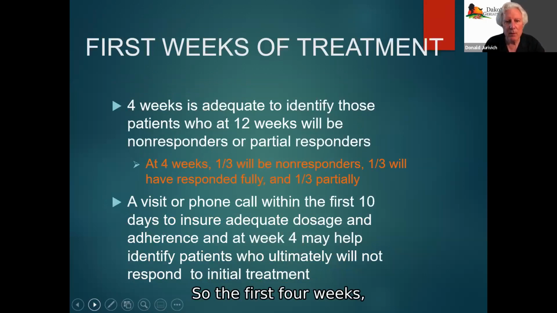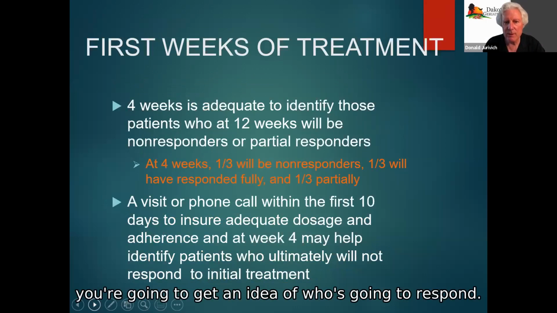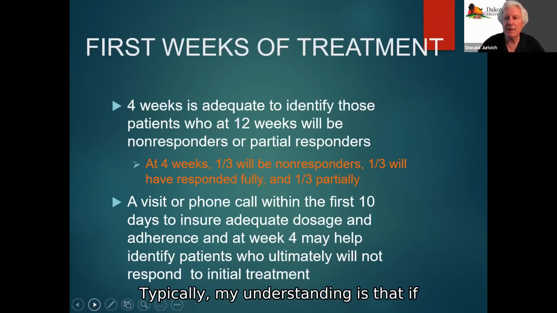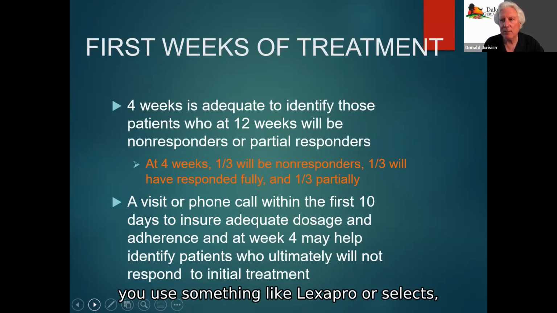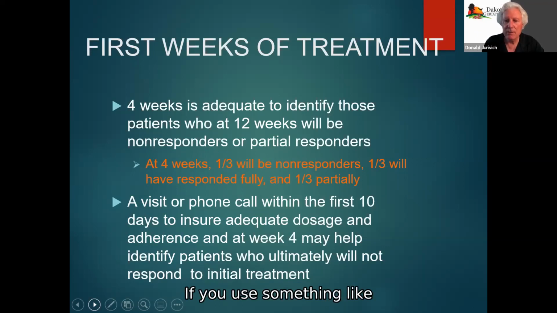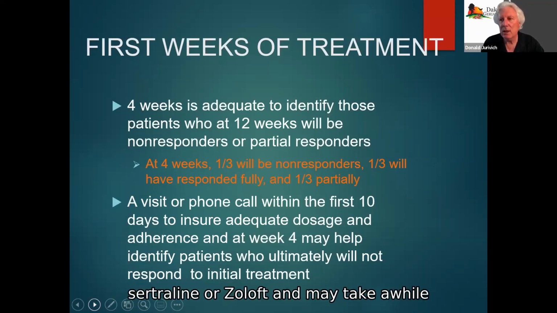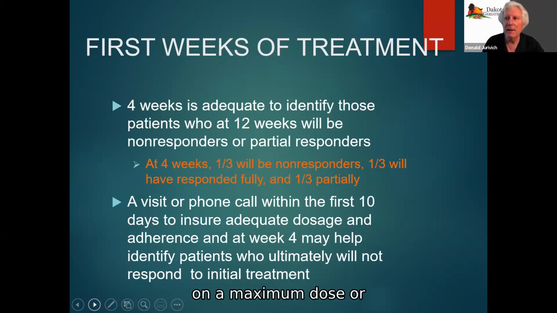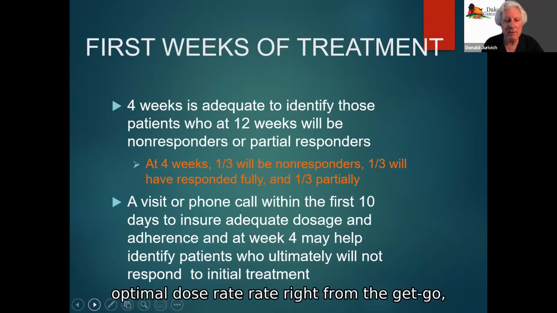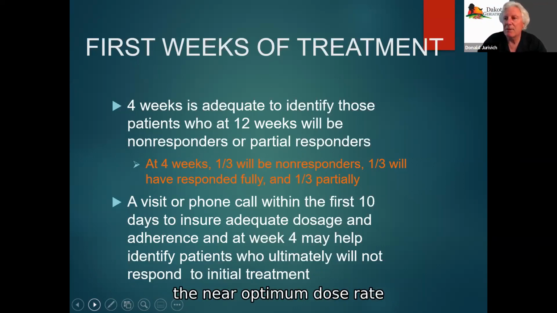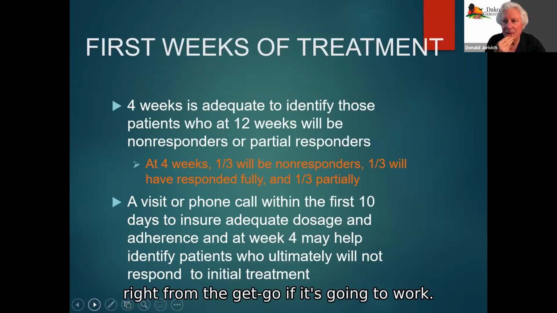So in the first 4 weeks, you're going to get an idea of who's going to respond. And there's this whole controversy about the type of antidepressant that you use. Typically, my understanding is that if you use something like Lexapro or Celexa, you're going to see the impact within a week to 10 days. If you use something like sertraline or Zoloft, it may take a while for the titration levels to get there, because you can't put older adults on a maximum or optimal dose right from the get-go, as opposed to something like Celexa, which you basically give the near optimum dose right from the get-go if it's going to work.